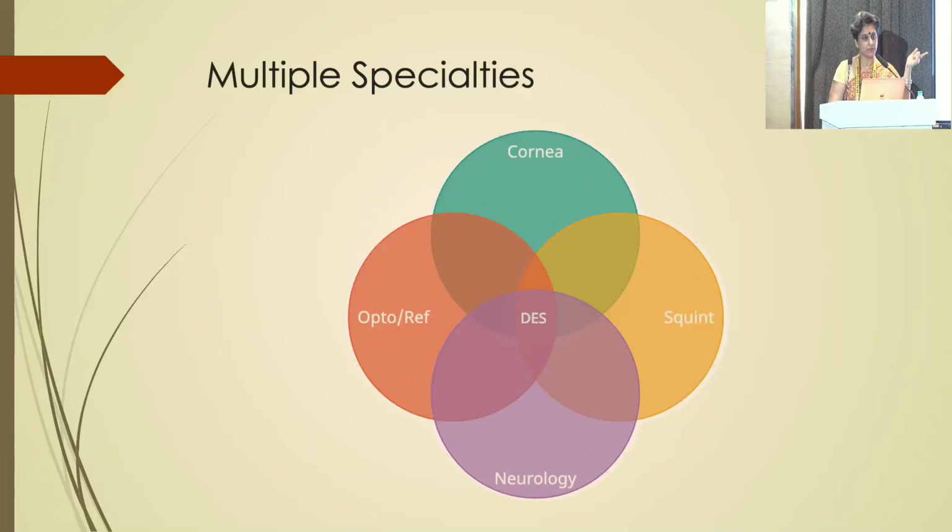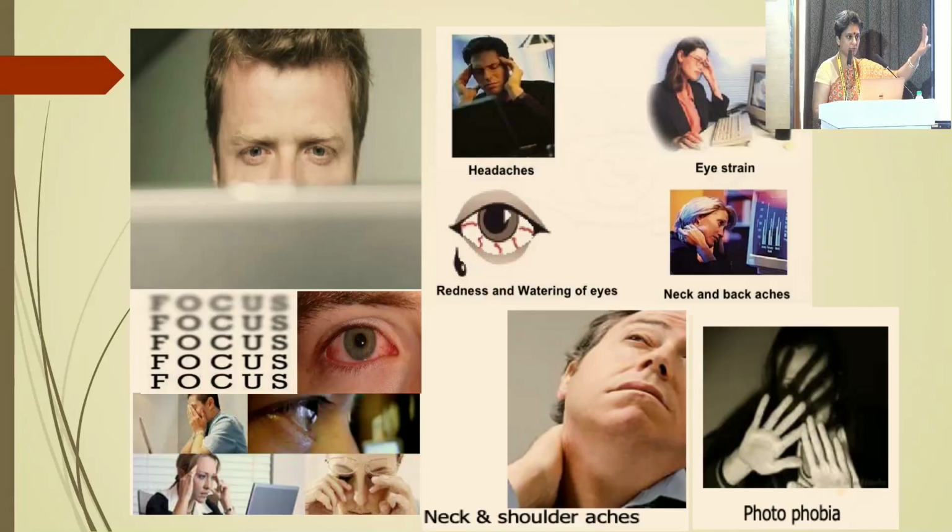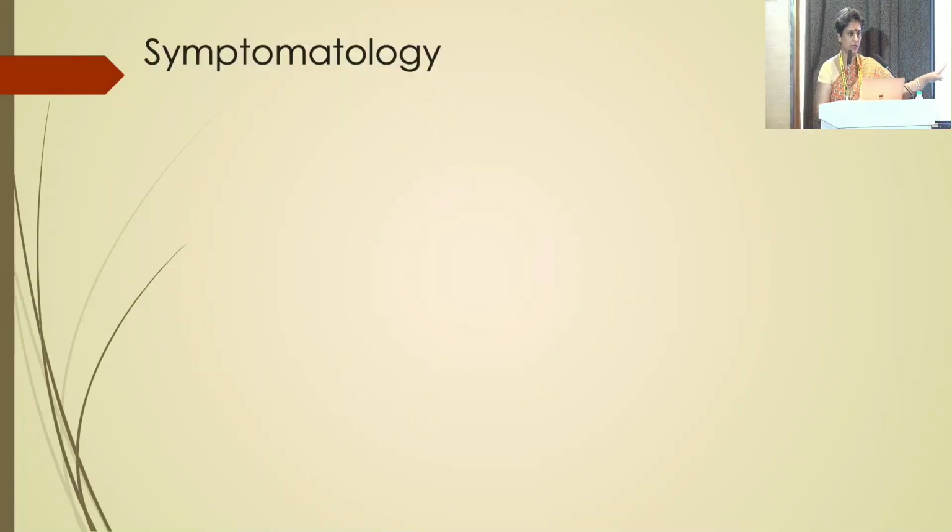They can go to the cornea specialist because of dry eye. They can go to the squint specialist because it induces your latent to manifest tropias. They can go to the optometrist because, again, they manifest the smaller refractive errors, and neurologists because of headache, eye strain, irritability, even sleep issues. So they can go to the neurologist or the neuro-ophthalmologist also. So it should actually be called a syndrome. Just look at the range of symptoms that can come.